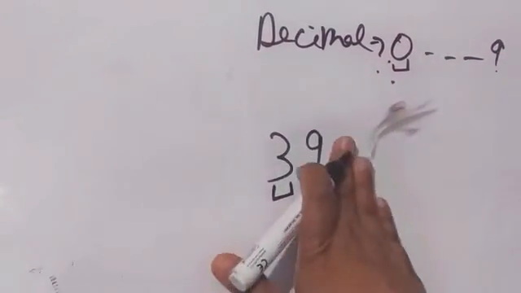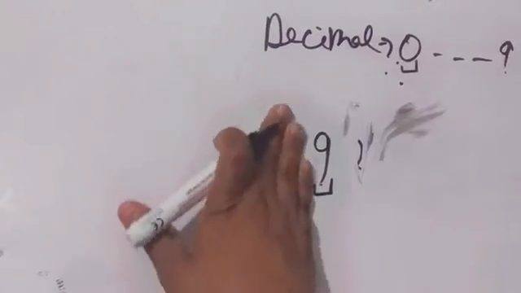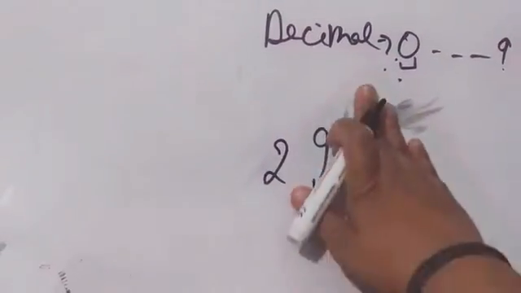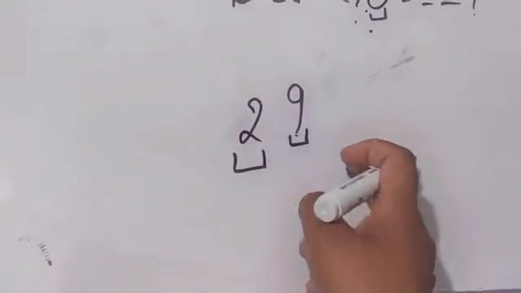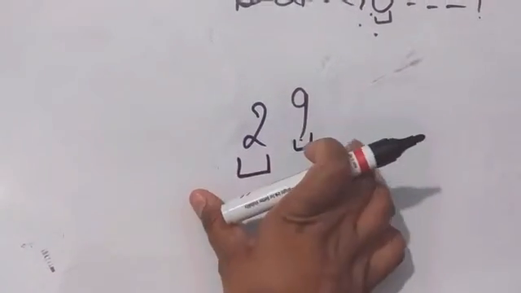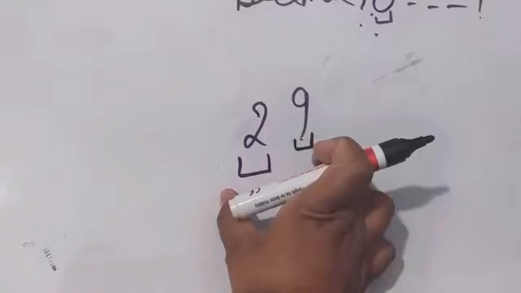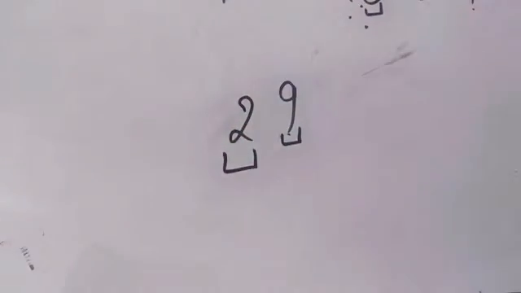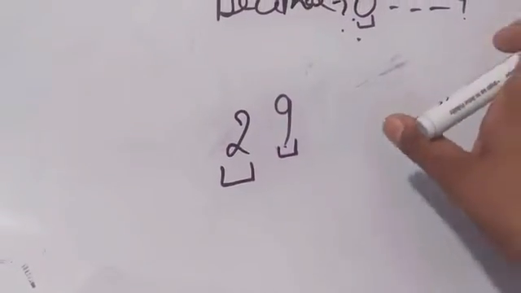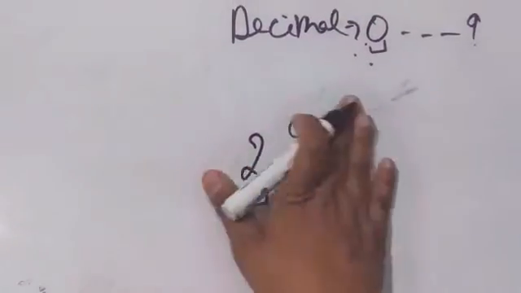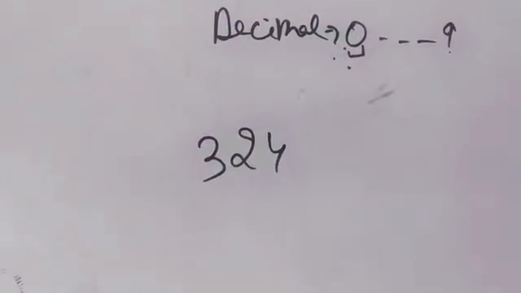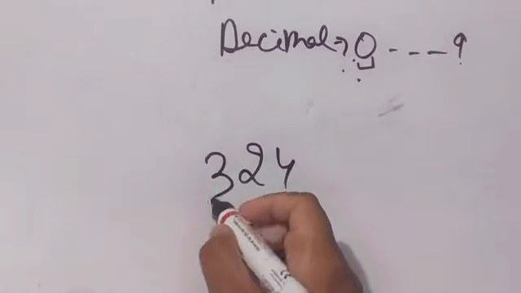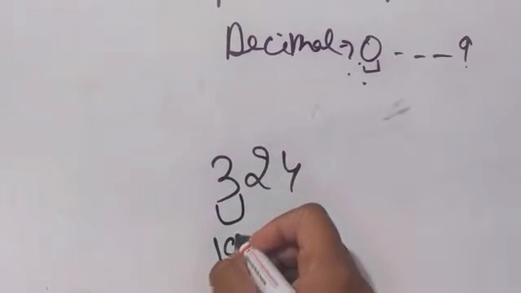If I shift this 2 towards this one, it will be on the tens place. That's why it will be considered as 29. Every digit will have the weightage as per its position. That's why it is called a positional number system. For example, if I write 3, 2, 4, then the 3 will be considered as 300, since it is on the hundreds place.